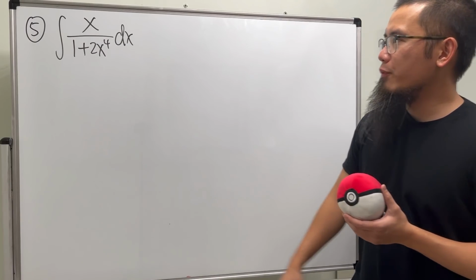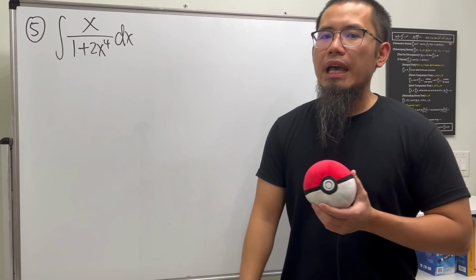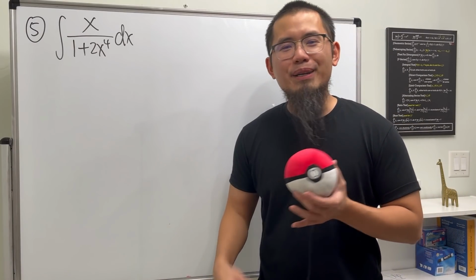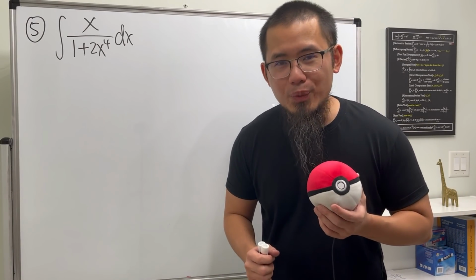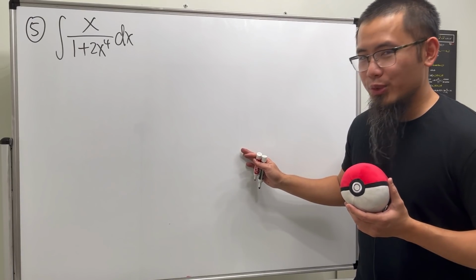Alright, number 5, we are going to integrate x over 1 plus 2x to the 4th power. And the truth is, we can actually just do some u sub for this integral, but you know what I'm going to say. Do you really want to do u sub? Maybe yes in this case, but no, we're still going to do power series.